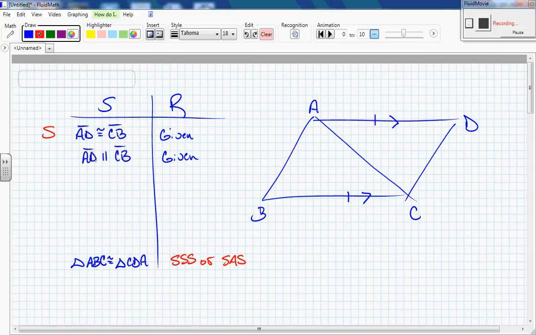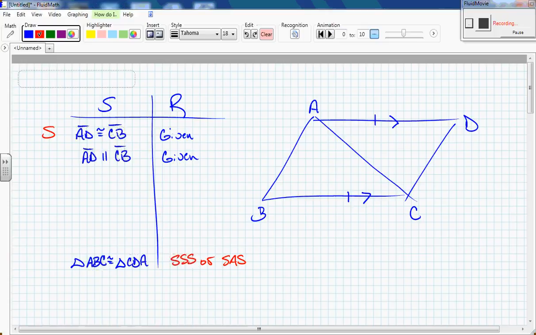Now, the other piece of given information, very important, we see that line segment AD is parallel to line segment CB. Remember, when we see parallel, we go back to chapter 3 with our special angle pairs. And we know that if lines are parallel, then alternate interior angles, alternate exterior angles, and corresponding angles are congruent.